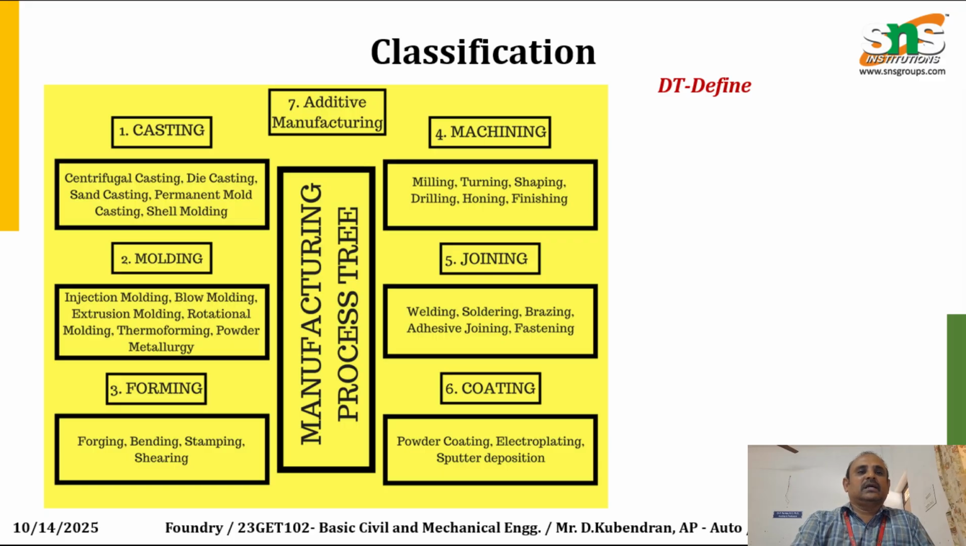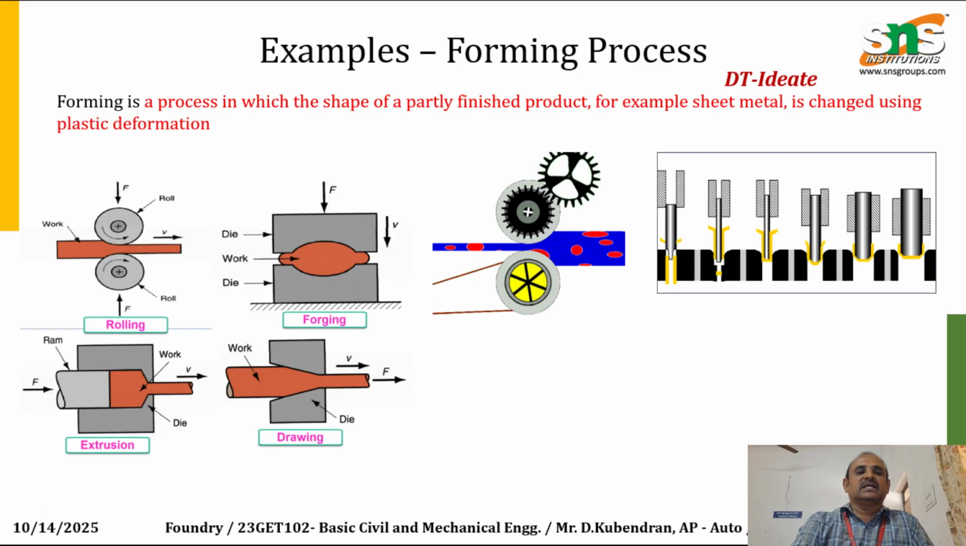Next one is based on type of metal cast. The foundries are classified as ferrous foundries and non-ferrous foundries. Ferrous foundries include casting iron and steel. Non-ferrous foundries include casting aluminum, copper, bronze, zinc, etc. Ferrous foundries deal with ferrous metals such as cast iron, ductile iron and steel. Examples: iron foundries and steel foundries. Non-ferrous foundries handle non-ferrous metals like aluminum, brass, bronze and magnesium, which are lighter and corrosion resistant.